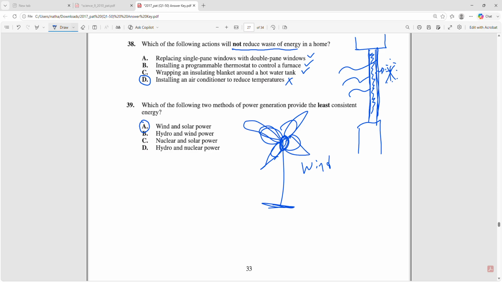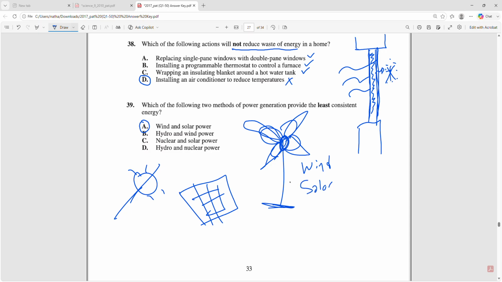Okay, and solar power. Very good when the sun is shining. Okay, but not so good when the sun is not shining. So that's also not a very reliable source of energy. So that's why the answer is A.